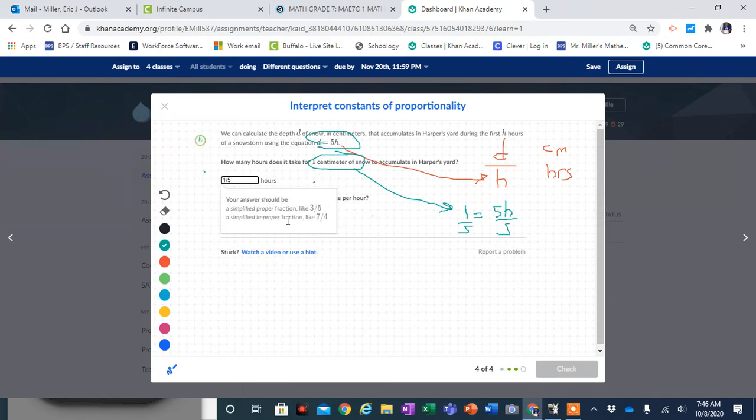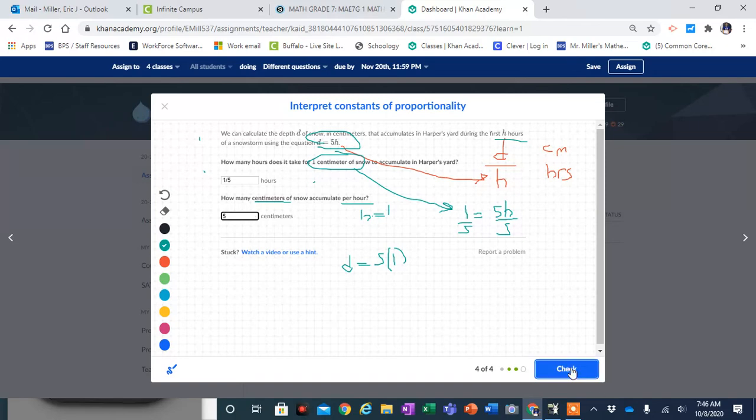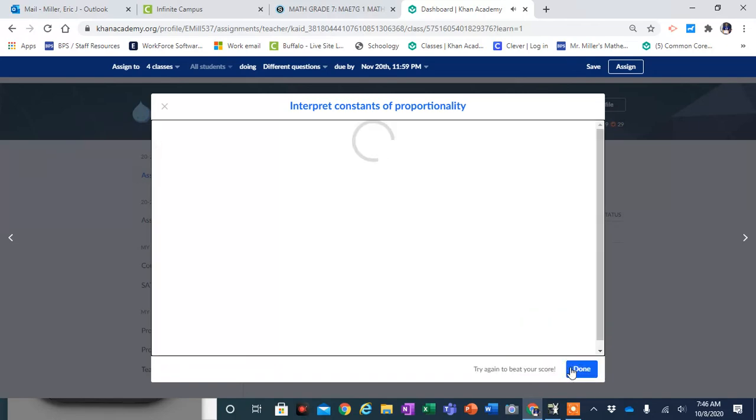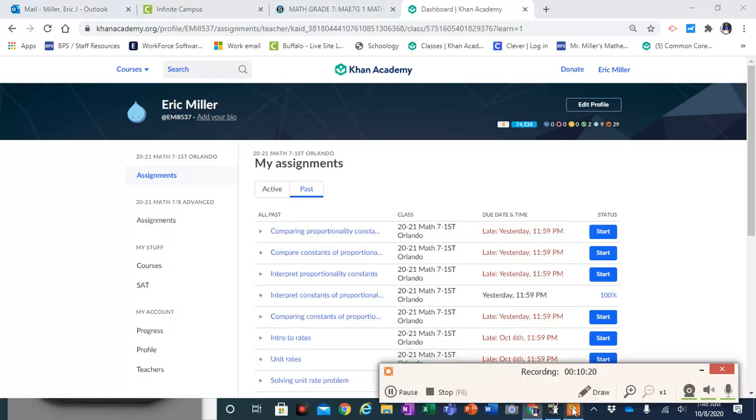So the next part of the question wants to know how many centimeters per hour. Per hour means that your H value is now going to be equal to 1. So if your H value is equal to 1, D equals 5 times 1 for 1 hour, so your answer should be 5. So that was me doing 8 questions. Hopefully that will help. Thank you for your time.